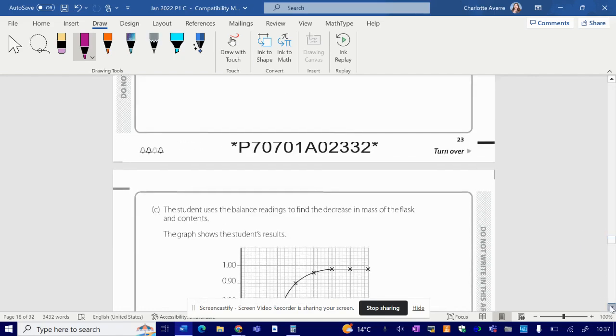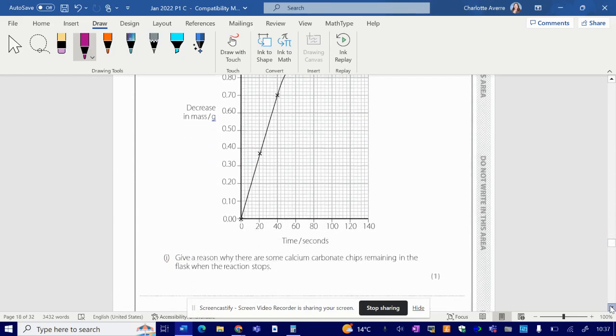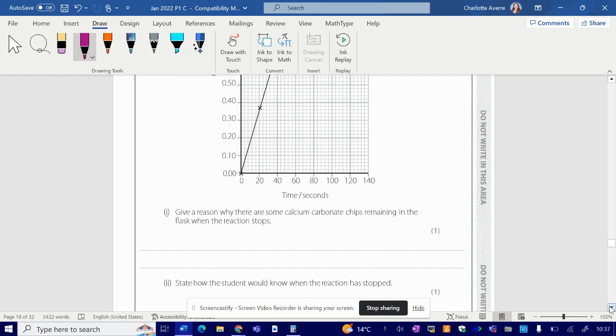Okay, the student uses the balance to find the decrease in mass of the flask and the contents, and we've got a graph of their results. Give a reason why there are some calcium carbonate chips remaining in the flask when the reaction stopped. Okay, because all of the hydrochloric acid had already reacted. Or you could phrase that the calcium carbonate is in excess.